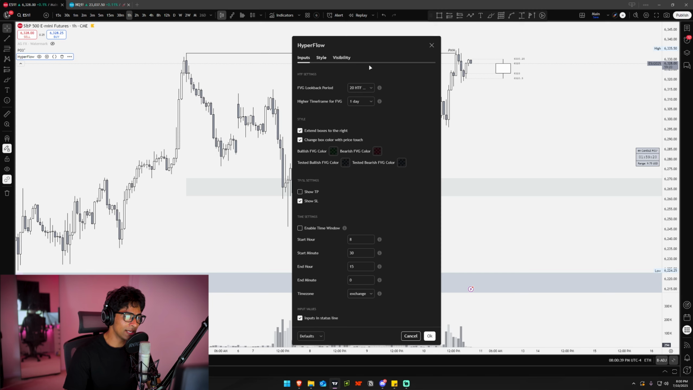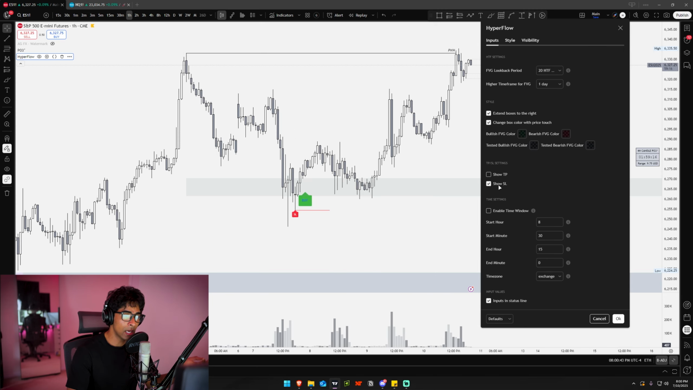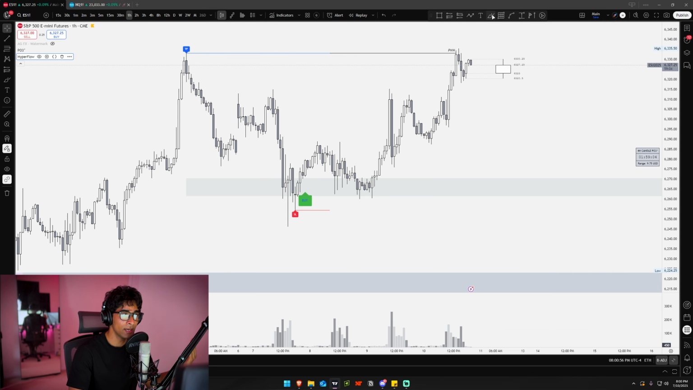Show TP and show SL. You already know your TP and SL rules, so you don't need this. I only have stop loss plotted just so I know what the indicator is using for its swing points. TP, I almost never have this on, but you can have it on and it shows, hey, this is the TP and TP got hit.